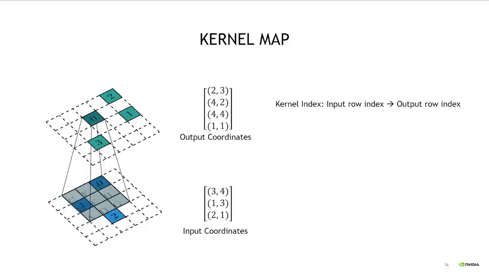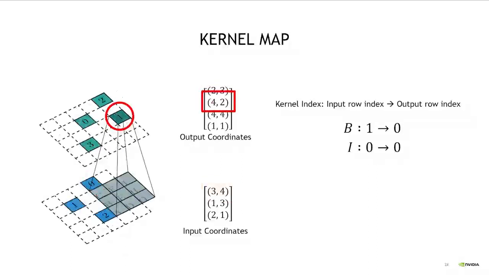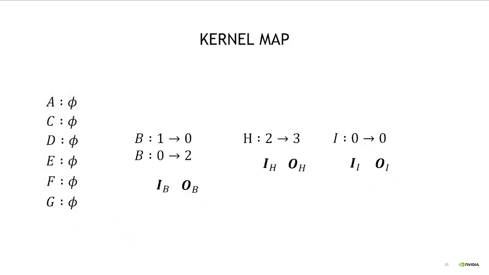If we apply 3x3 convolution, the first input coordinate will be mapped to the 0th coordinate of the output through the kernel index p. Similarly, the 0th input coordinate will be mapped to the 0th coordinate of the output through the kernel index i. We continue this process to find all kernel maps for all coordinates. Then we are left with these 3 kernel maps. Except for the kernel indices b, h, and i, we do not have valid kernel maps for the rest of them.